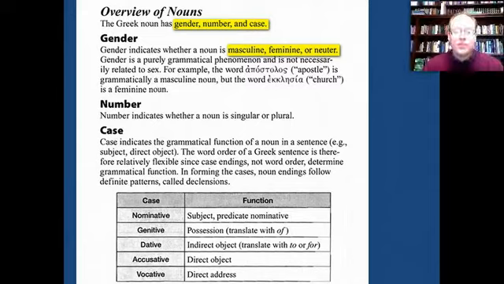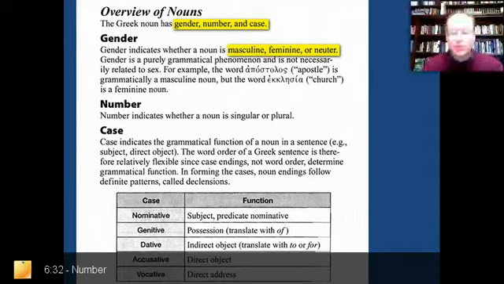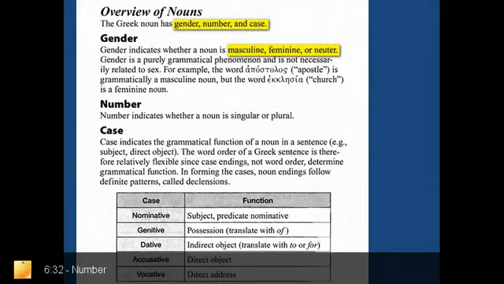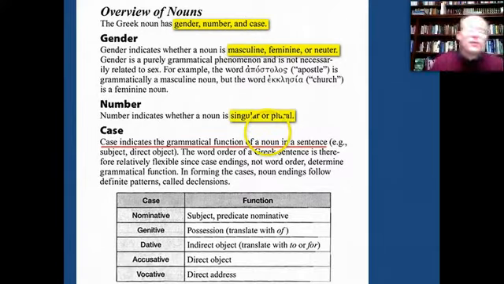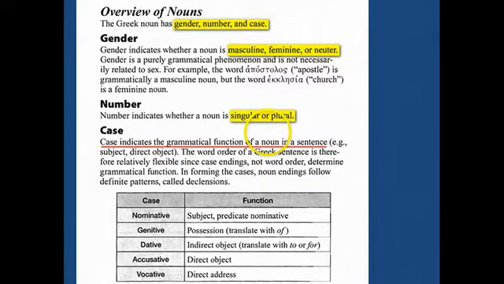So nouns have gender. They also have number. That is, they're singular or plural. And they have case. Case indicates the grammatical function of a noun in a sentence.